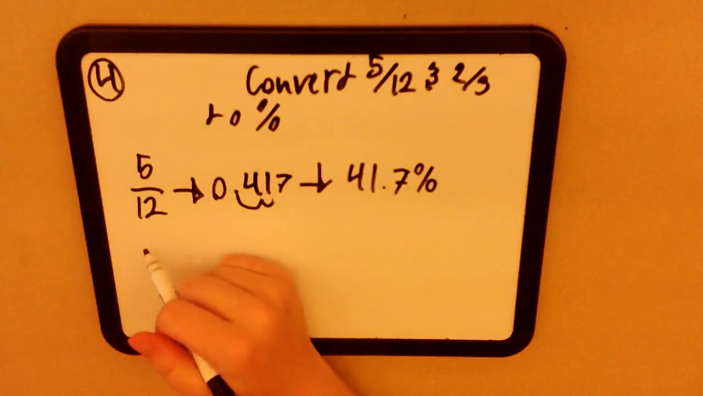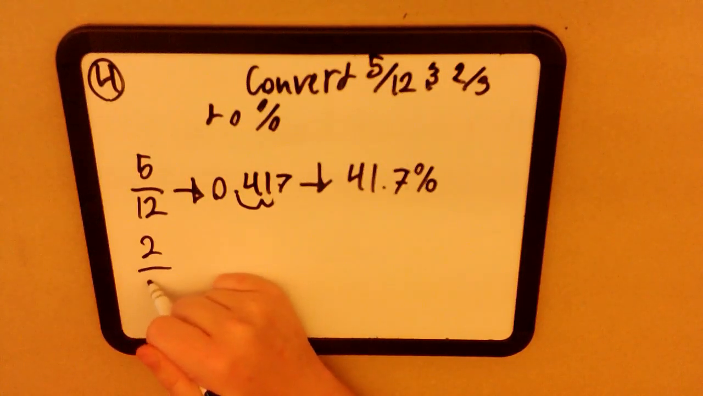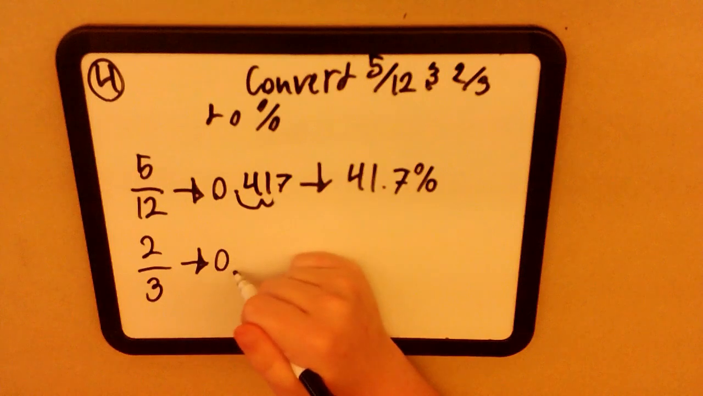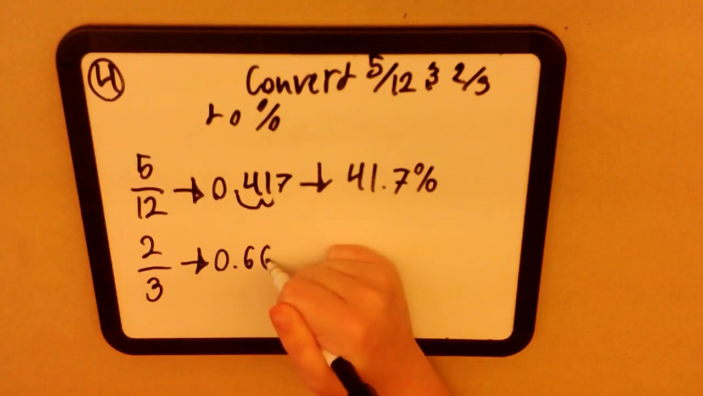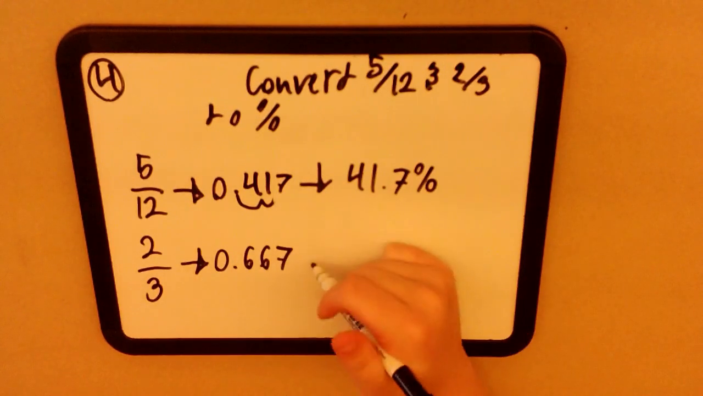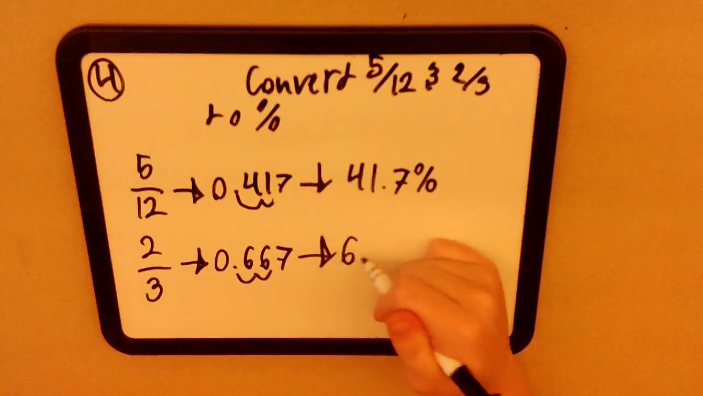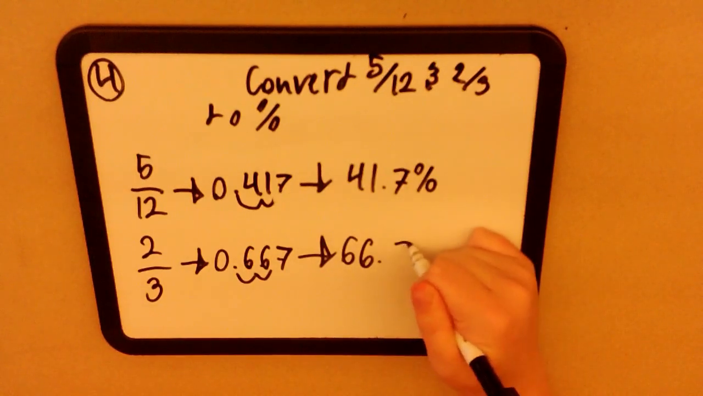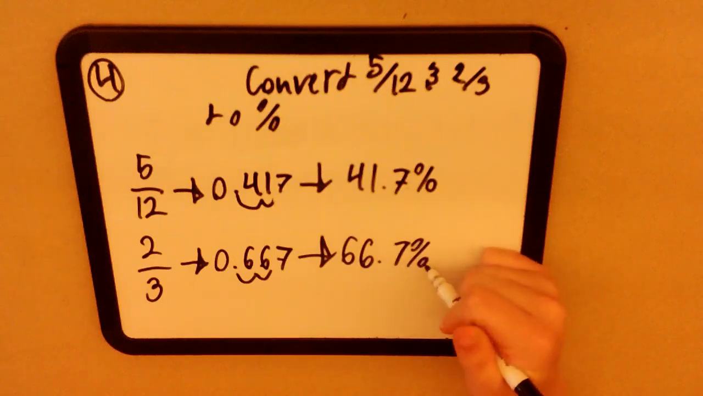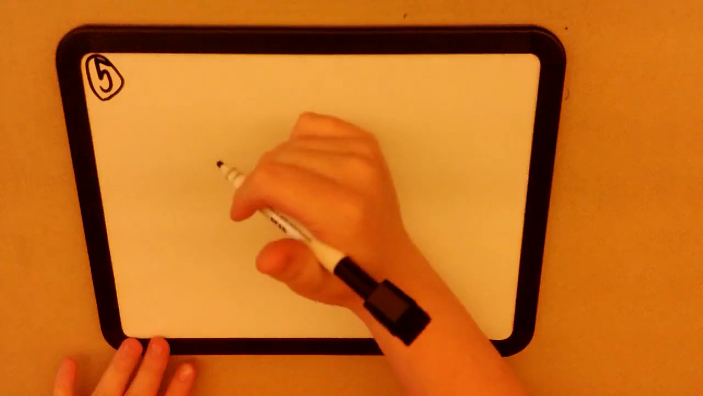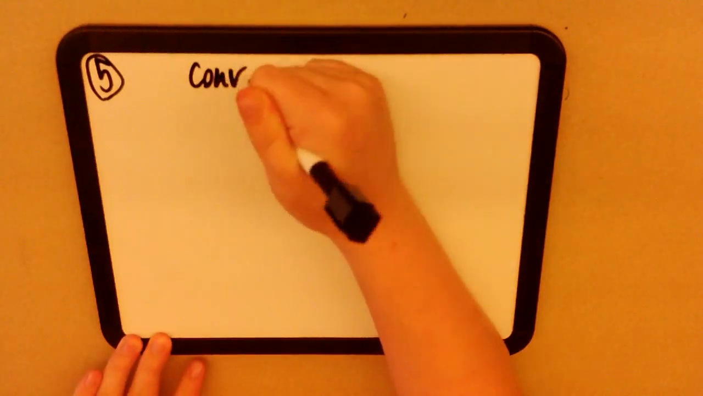And now we're going to look at 2/3. And so again, I just like to divide 2 by 3, or you can think of how 1/3 is 0.333, just that's 0.6666. So that would be 0.667, which is 66.7%. Now we're going to look at question number 5.